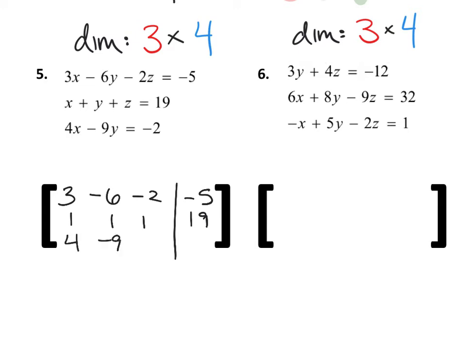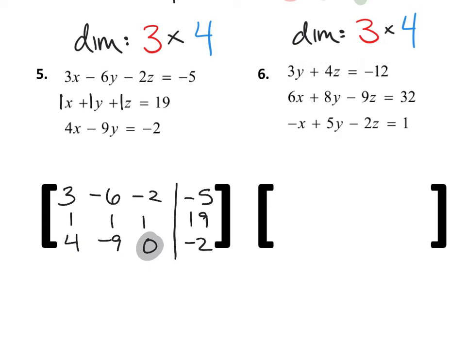4, -9, 0, -2. Whoa. The second one, when it all has letters, then you can just put 1. You don't have to go in order. Well, correct. Remember, this is 1x, 1y, 1z. So the coefficients are still there. They're just invisible.